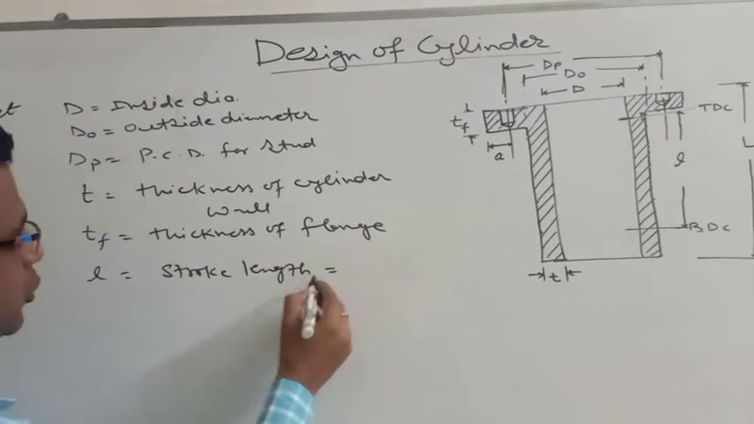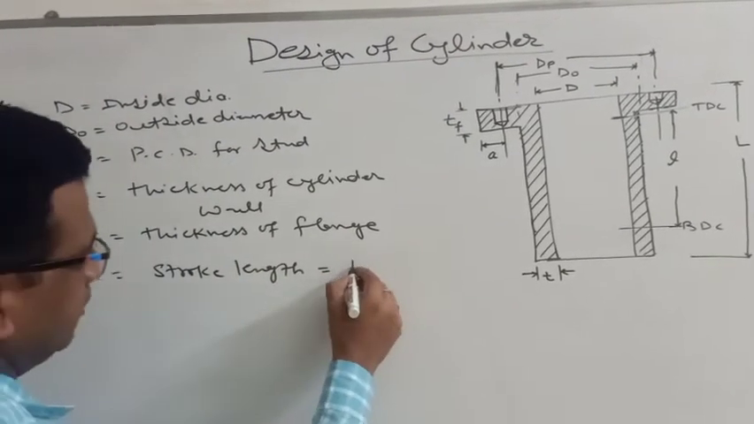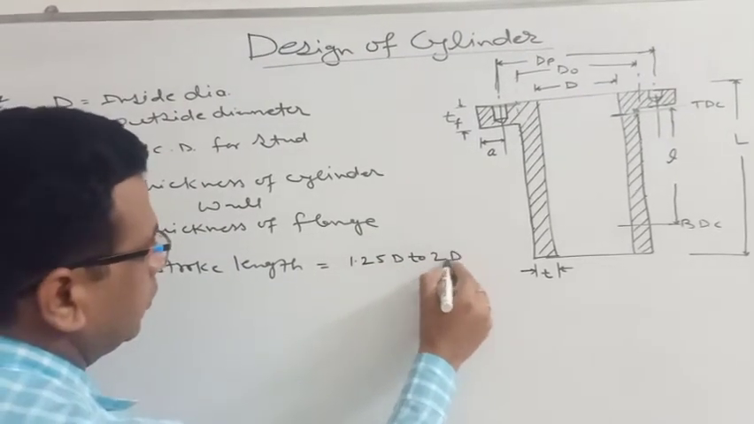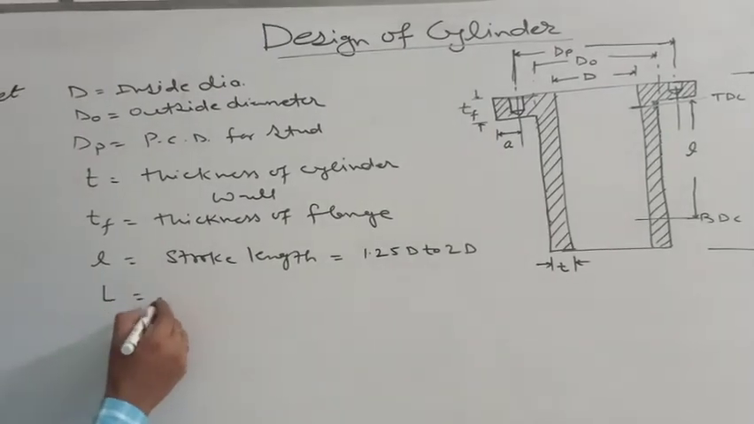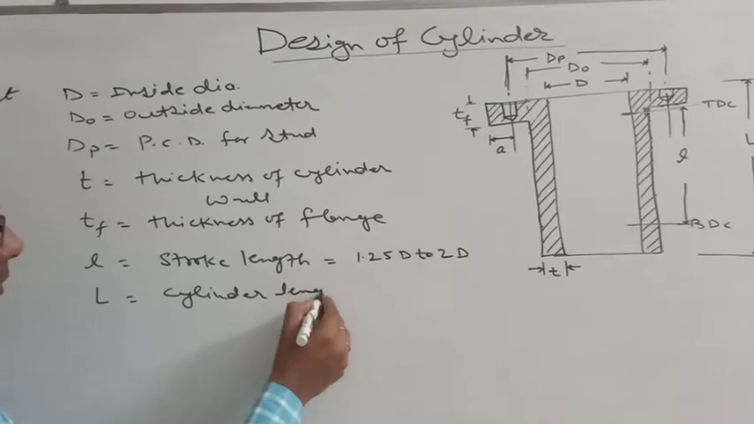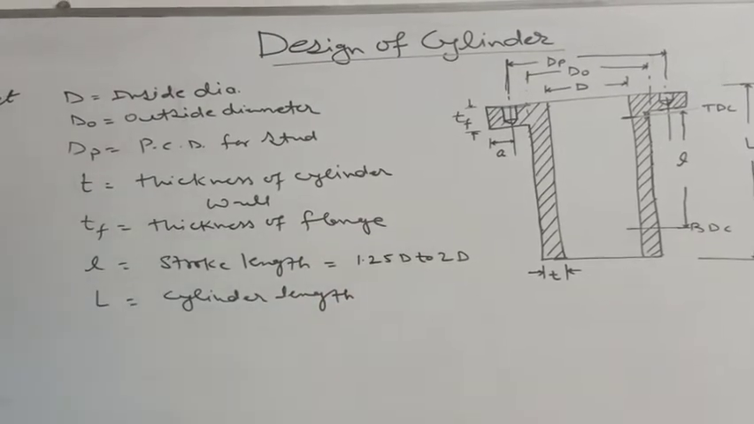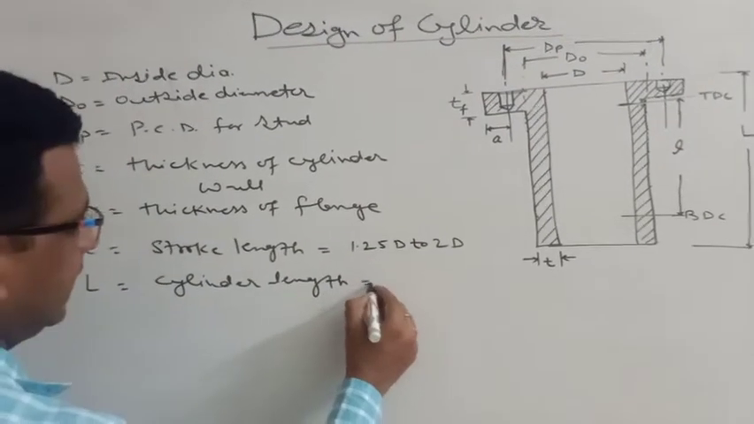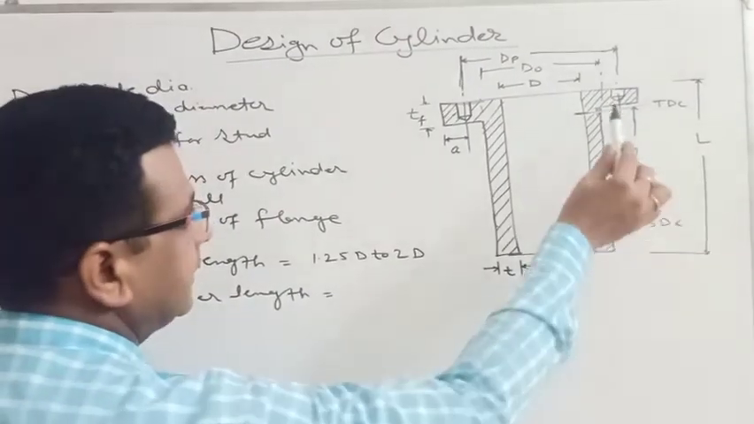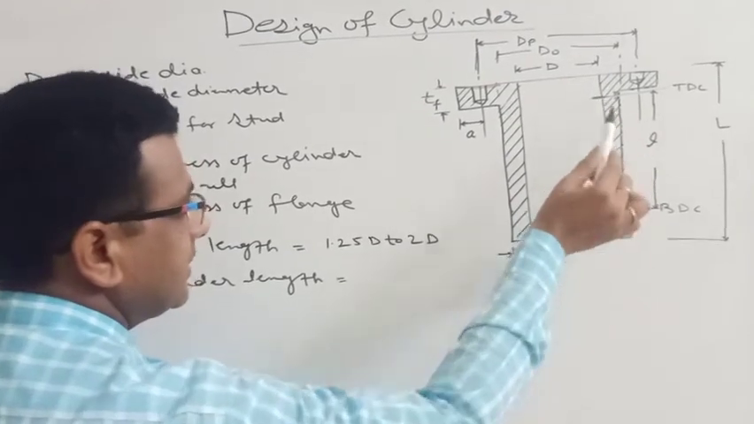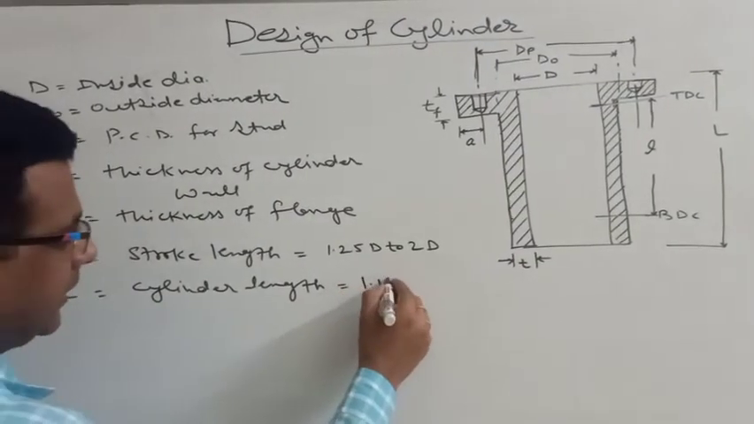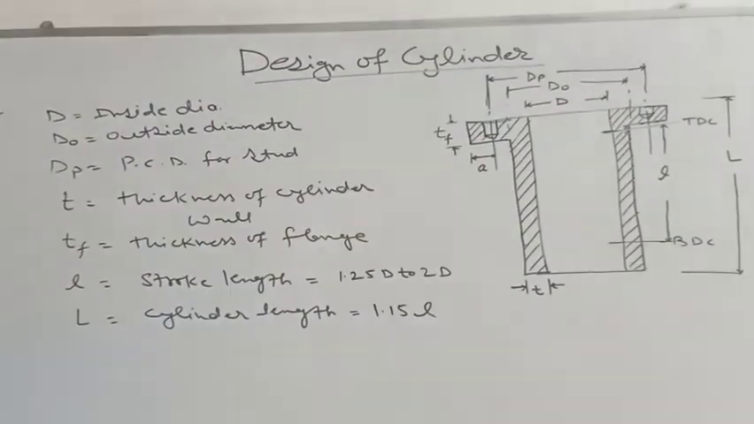and in most designs this should be considered as 1.25D to 2D, and this L is your cylinder length. In most of our designs, if we have this length of stroke, then on both sides we require allowances of 15%. That's why we can take it as 1.15 times L.